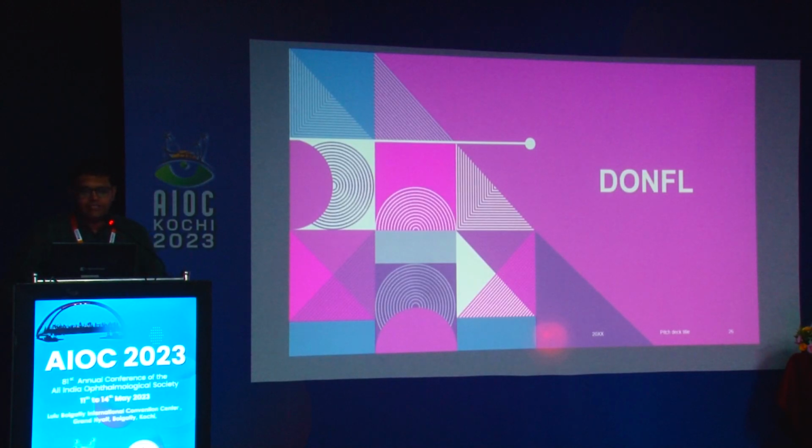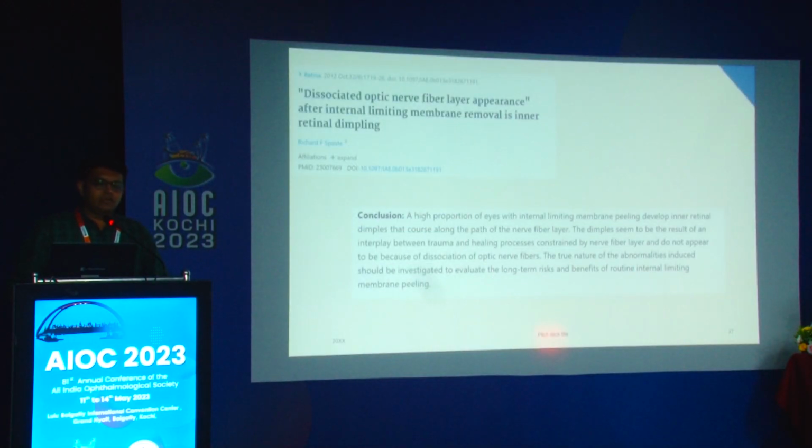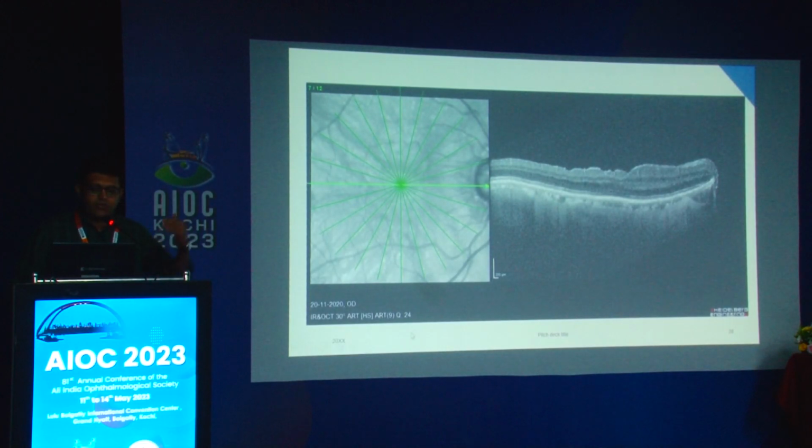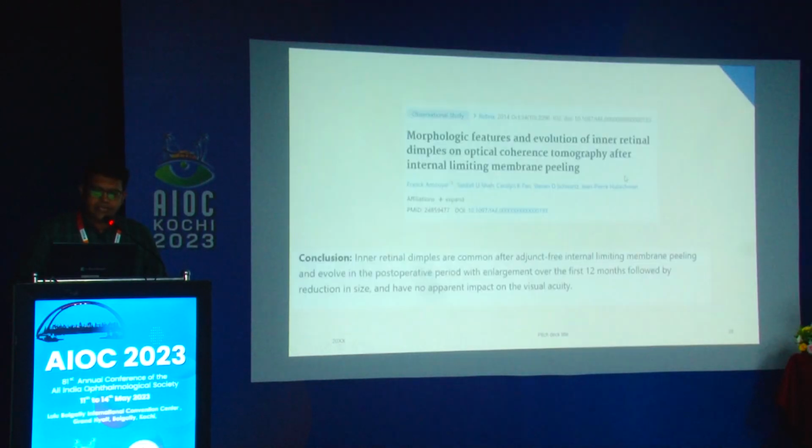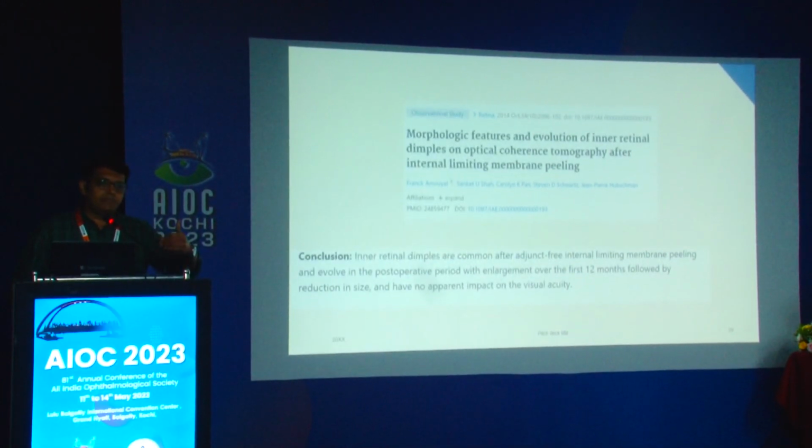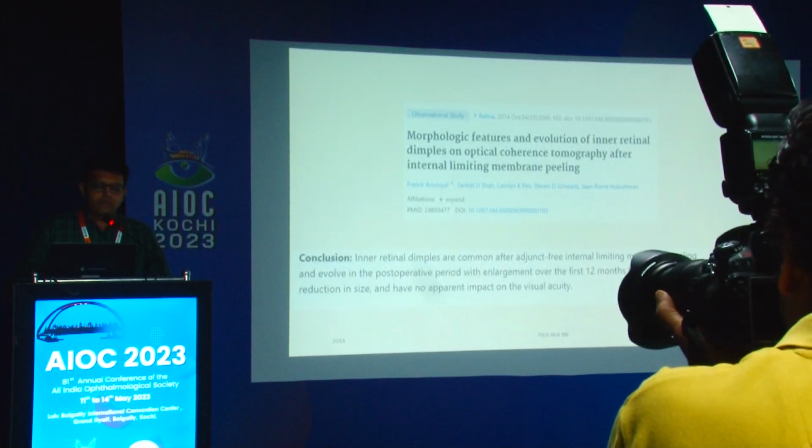Let's go to the last entity, which is the DON-FL. It was initially called the dissociated optic nerve fiber layer, and it was Spade who actually clarified this and said that there is nothing affecting the optic nerve. It has nothing to do with the optic nerve fiber layers, but it is just the inner retinal dimplings which you get. This is the OCT of the previous case itself, where you can see these inner retinal dimplings on the OCT scan. And this morphological evaluation paper actually says that this can happen over a period of time after the macular hole surgery, not something like the SAN-FL where it happens immediately, but over the first 12 months following the ILM peeling.